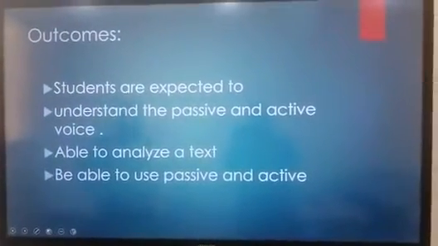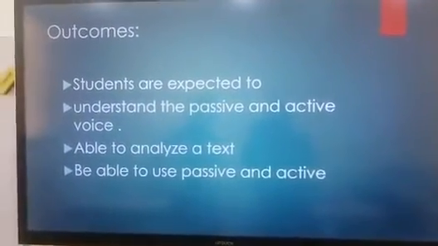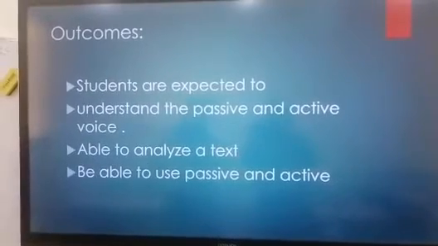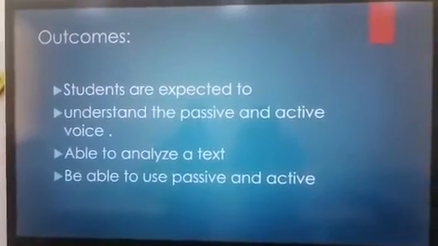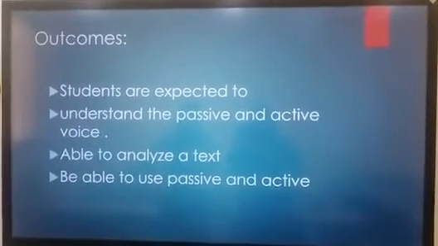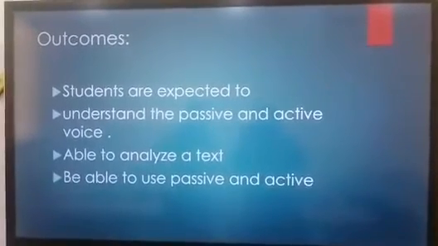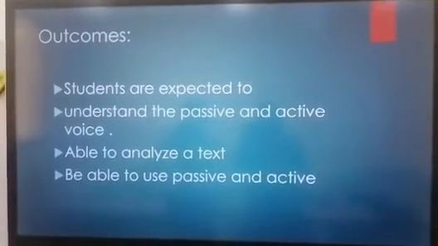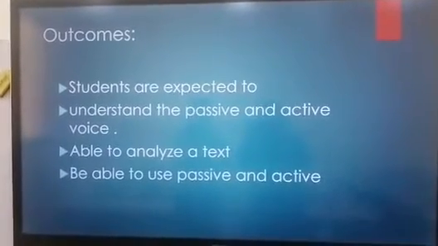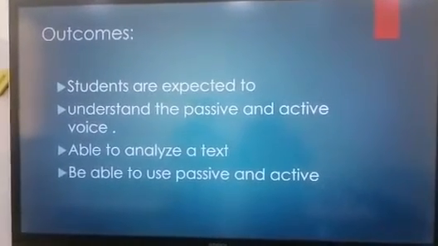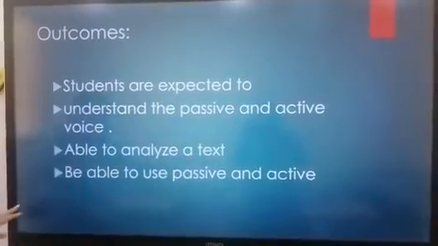The outcomes, what the students are expected to understand when this lesson ends: they are supposed to understand the passive and active voice, to be able to understand the text, to analyze the text, and to be able to use the passive and active voice. These are the outcomes of this lesson.